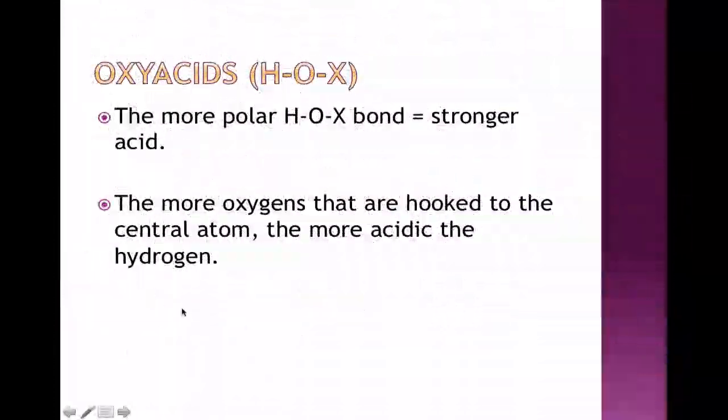The other thing we look at is the polarity of the bond, and in this case what we're going to focus on is called oxyacids. They're acids with an oxygen and the hydrogen. The more polar that bond is, the stronger the acid's going to be, and we just talked about that. And how you can create these more polar bonds is when we get more oxygens hooked to the central atom. So the more oxygens you get, the more acidic the hydrogen becomes and the stronger the acid is.